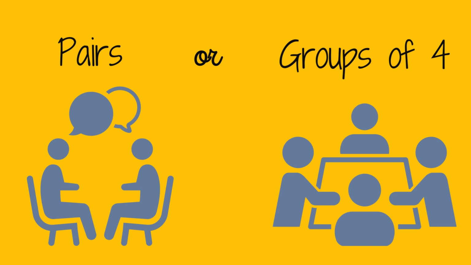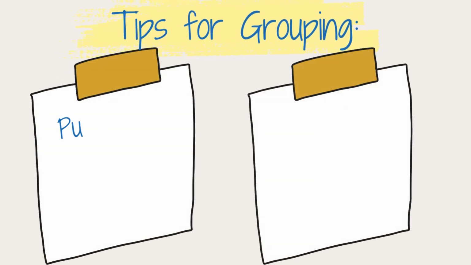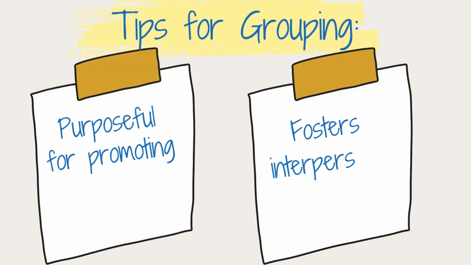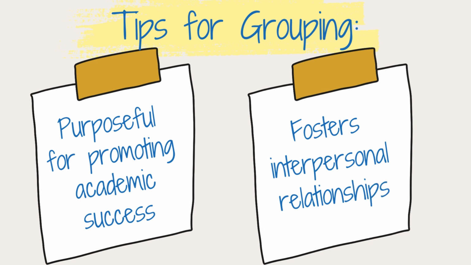Sift, sort, and summarize can be done in pairs or groups of up to 4 students. When using this or any collaborative strategy, teachers must ensure that student grouping is intentional and purposeful for promoting academic success and fostering interpersonal relationships in the classroom.